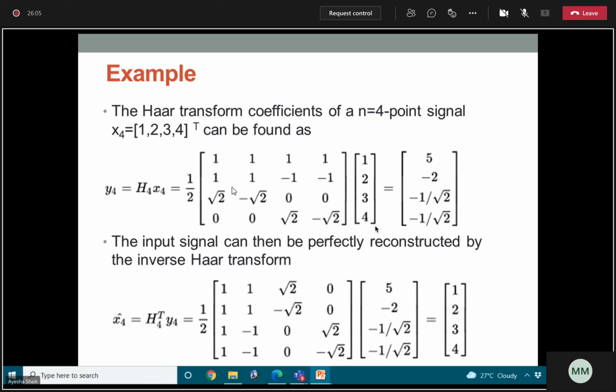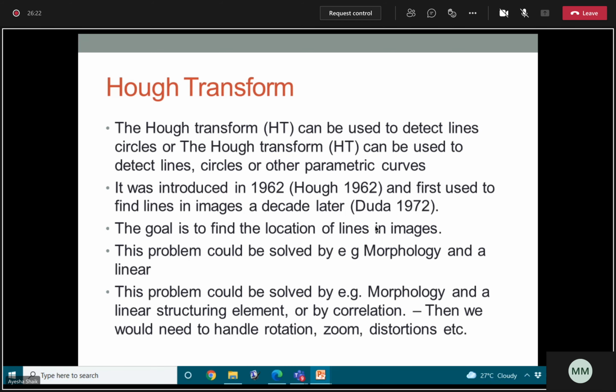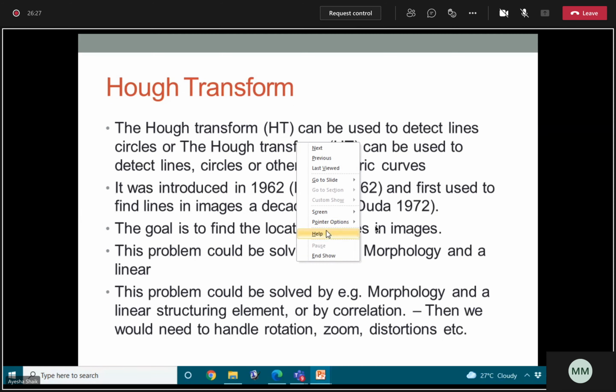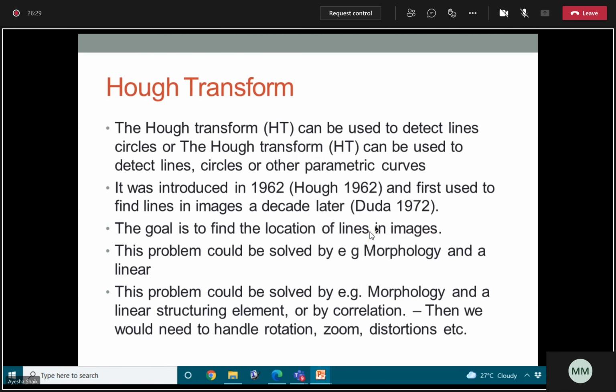See the compression we can get using the discrete cosine transform. Curvelet and contourlet transforms are there, a lot of transforms are there, but in our syllabus we have only 3 to 4, so that's what we have discussed. Another transform we are going to discuss is the Hough transform. This is used for detection of lines and curves.